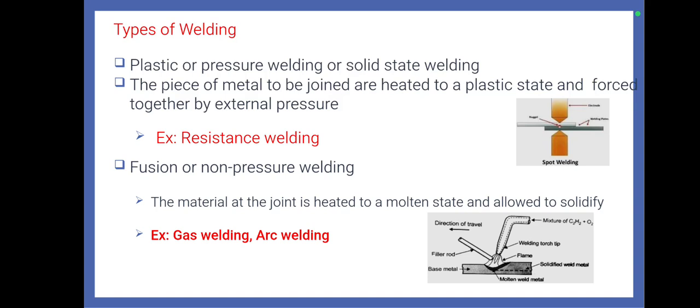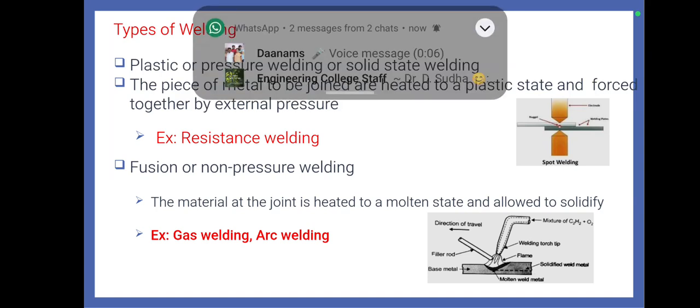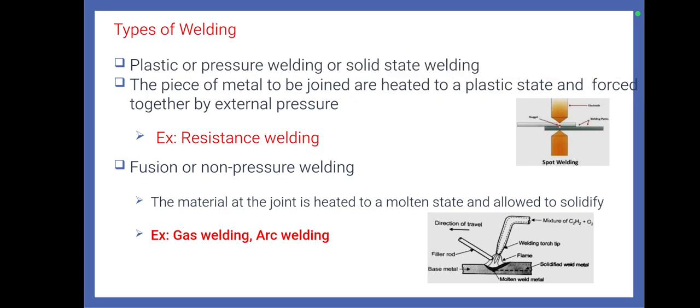In this welding process, the metal pieces are heated to a plastic state. They are pressed together to make the joint. Since pressure is applied, plastic welding is also known as pressure welding. Examples of plastic or pressure welding are spot welding, projection welding, and seam welding.